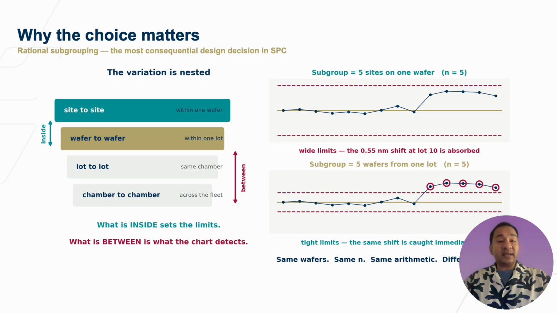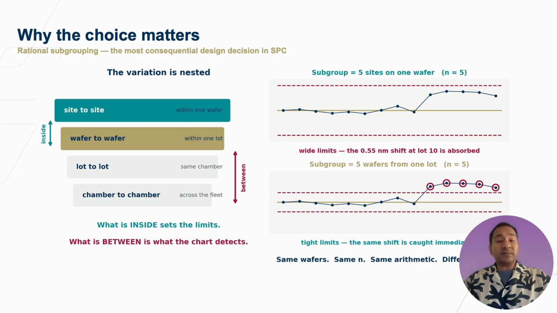Same wafers, same 0.55 nanometer shift at lot 10, 2 subgrouping choices. 5 sites on the wafer puts within-wafer variation inside the subgroup. Within-wafer is the biggest term, so R bar is large, so the limits are wide and the shift is absorbed, nothing fires. 5 wafers from one lot puts only wafer-to-wafer inside. R bar is small, the limits are tight, the same shift is caught immediately. Same wafers, same n, same arithmetic, different chart.